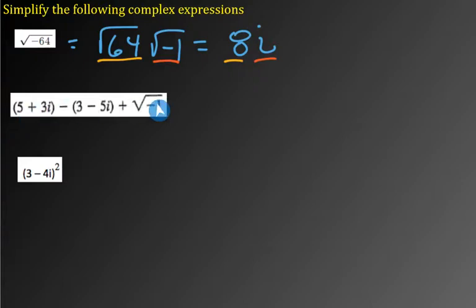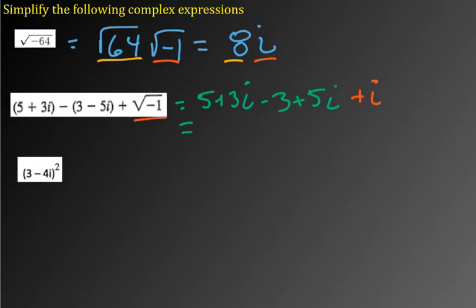You might get weird expressions like this. I think this one actually is a SAT problem. I pulled it from somewhere. But a lot of this stuff works the same way. You distribute here, right? So I'm going to get minus 3 plus 5i. And then I might as well do this too. So square root of negative 1 is i. So I'm just going to write plus i at the end.